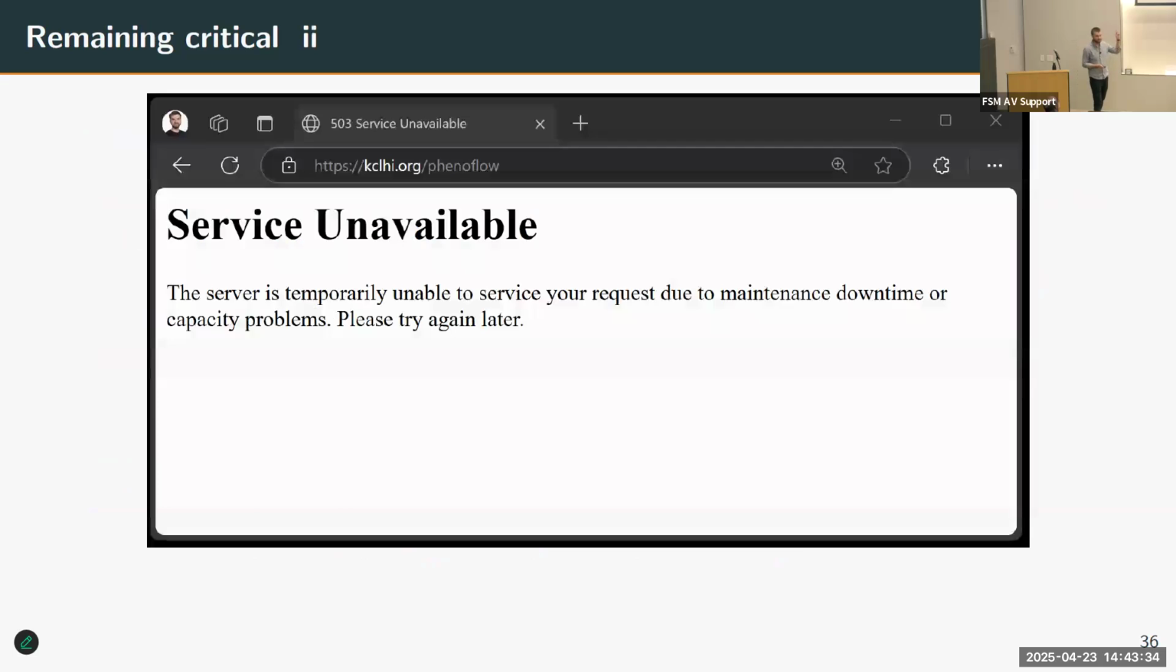And there you go. This is what I said before. Phenoflow is actually down right now. And that's why I simply can't sell it to you as a product. Thank you to our server team.